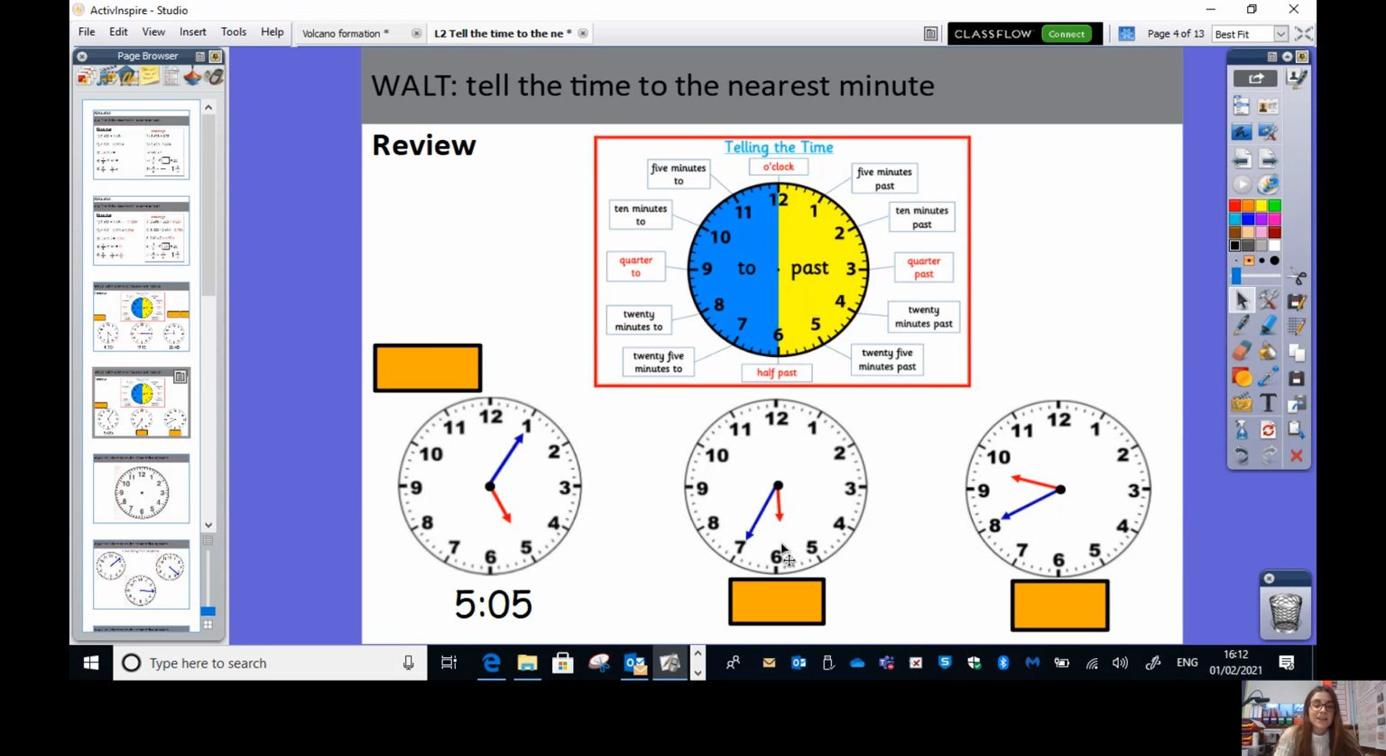Okay, welcome back. So let's take a look at this clock first. Now, my longer minute hand is pointing to the 7. So instead of counting all the way around here, 1, 2, 3, 4, to work out what the 7 represents, I'm going to use my 5 times tables because I know that my clock is going up in jumps of 5. So 5 times 7 is 35. So 35, and I've got my hour hand in between 5 and 6.